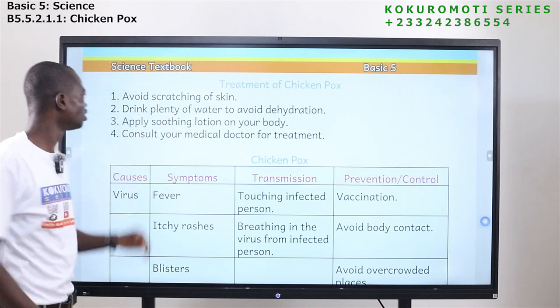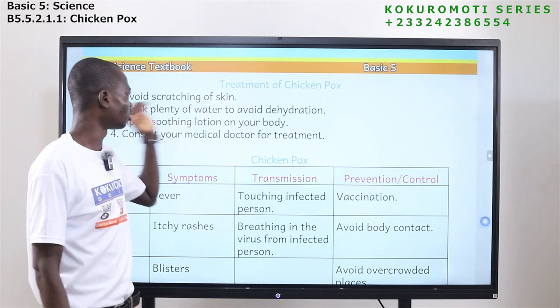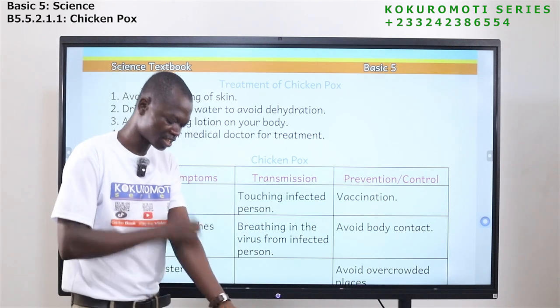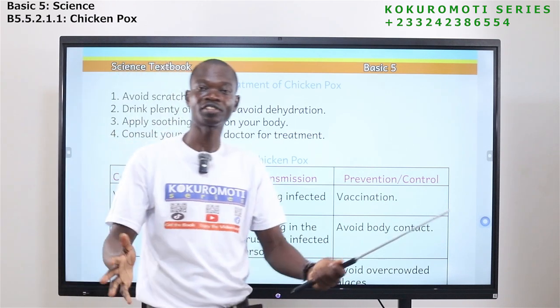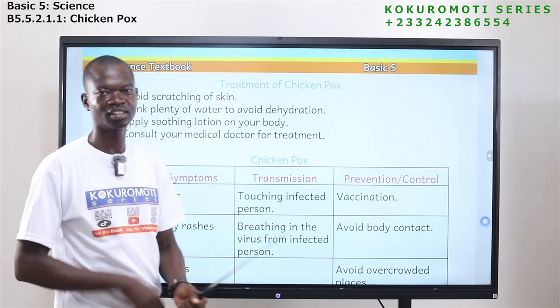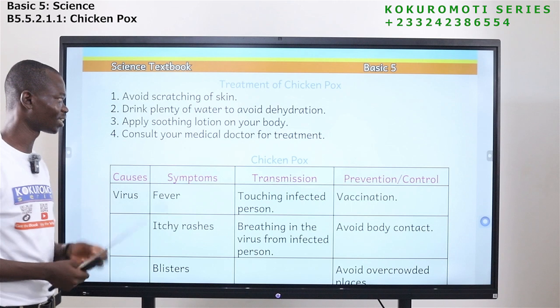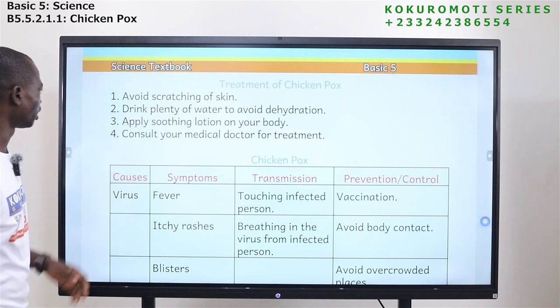Now, we have chickenpox or you have chickenpox. What should you do? 1, avoid scratching of skin. Avoid scratching your skin. Some of you will be scratching your skin like this. So if you have chickenpox, you have to avoid it. If you do it, it will last long. It will take longer time before you are okay.